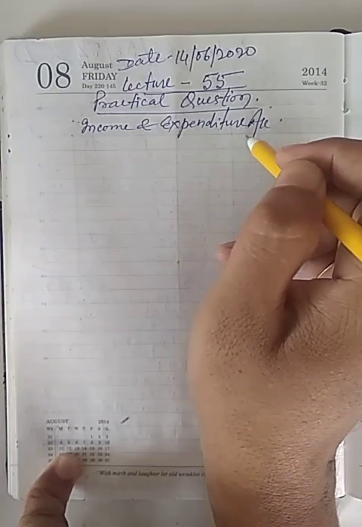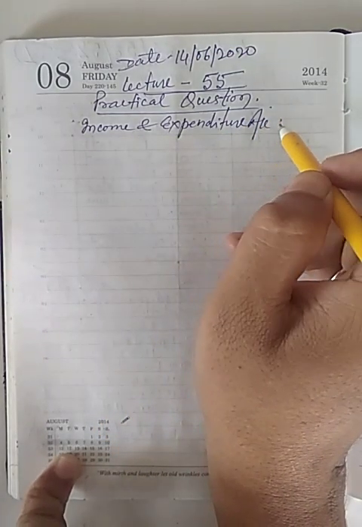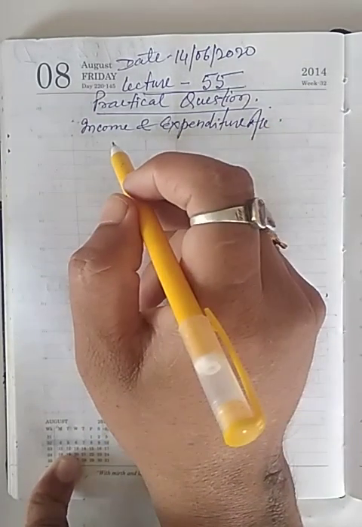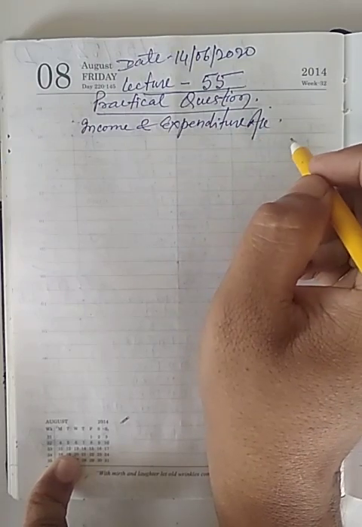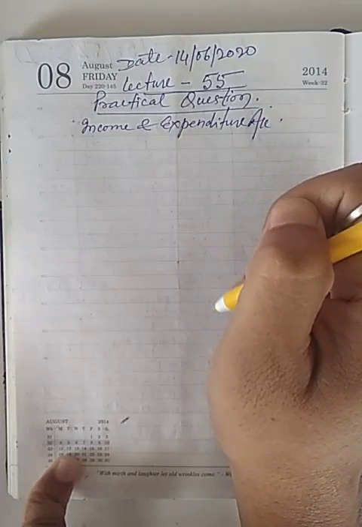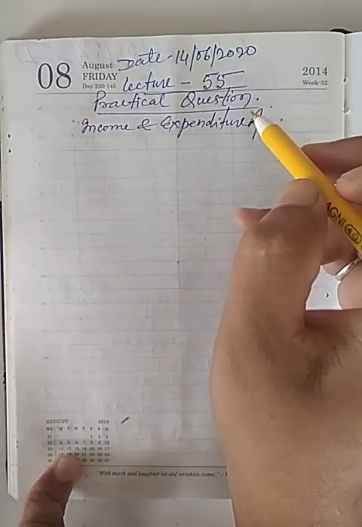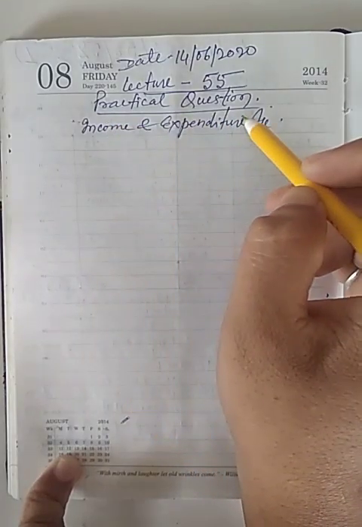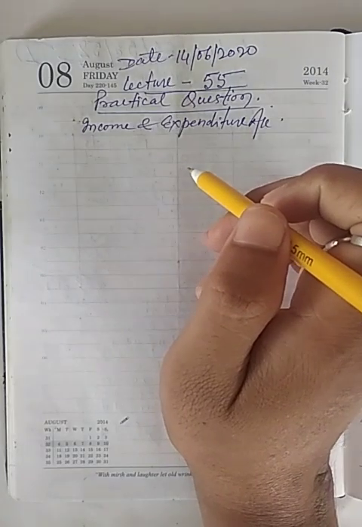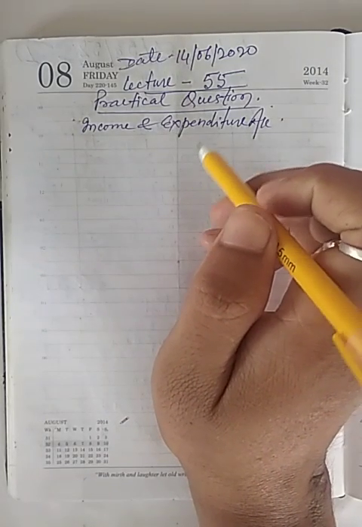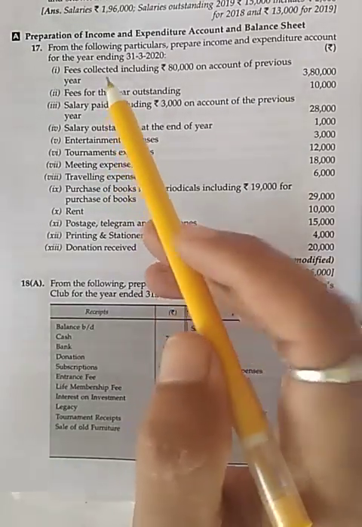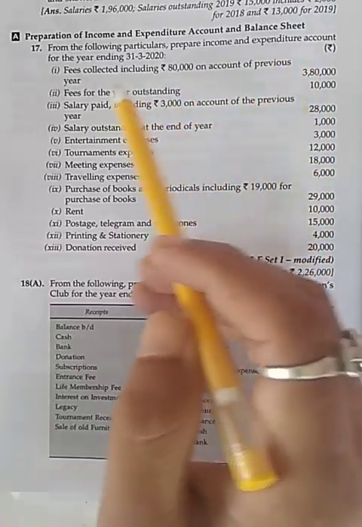So first we have to read the question, then I will prepare the format of income and expenditure account, and then I will solve the practical question related to income and expenditure account. Therefore, student, see the question. Student, this is the question.